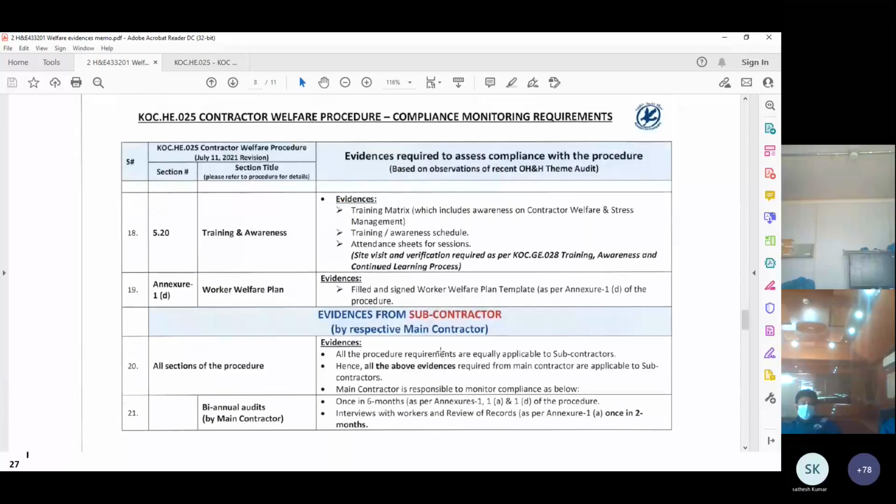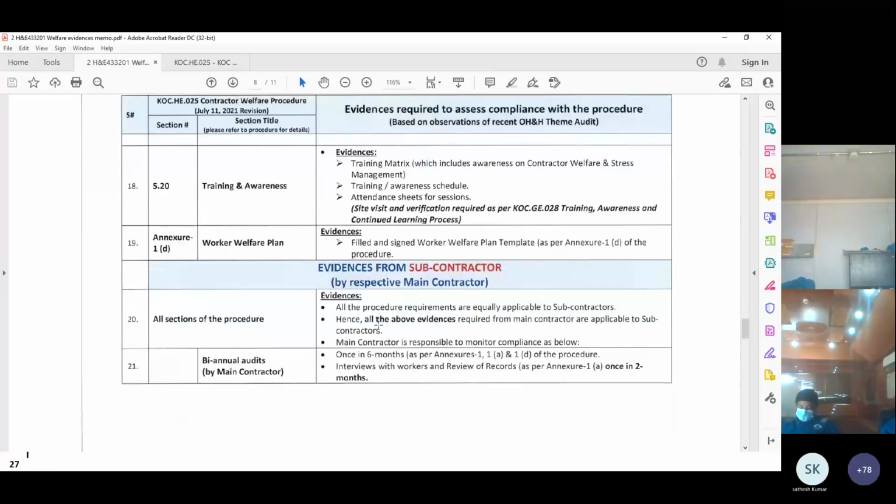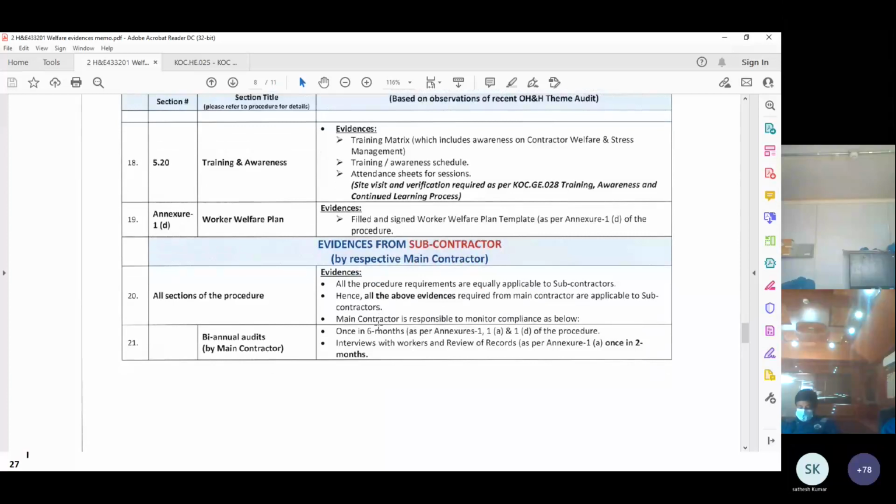that evidence, and training and awareness, like the training matrix, KOC GE 28 will talk about what trainings are to be given, including the contractor welfare and stress management, and worker welfare plan and signed worker welfare template by the controlling team. And another important evidence from the subcontractor, we will be looking at, of course, by the respective main contractor. All the procedural requirements are equally applicable to subcontractors.